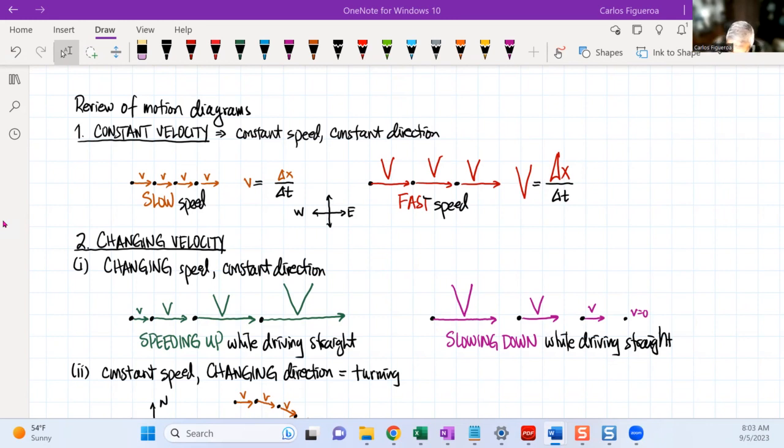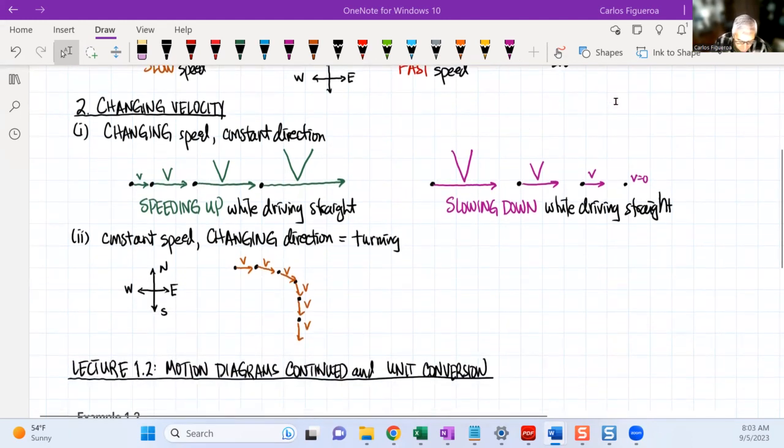On the other hand, if I have a fast speed, you could see that the dots are farther apart, and as a consequence, I drew a longer arrow and a larger v. What I have here is larger displacements between the dots in the same amount of time, therefore I have a larger v. Fast speed going east.